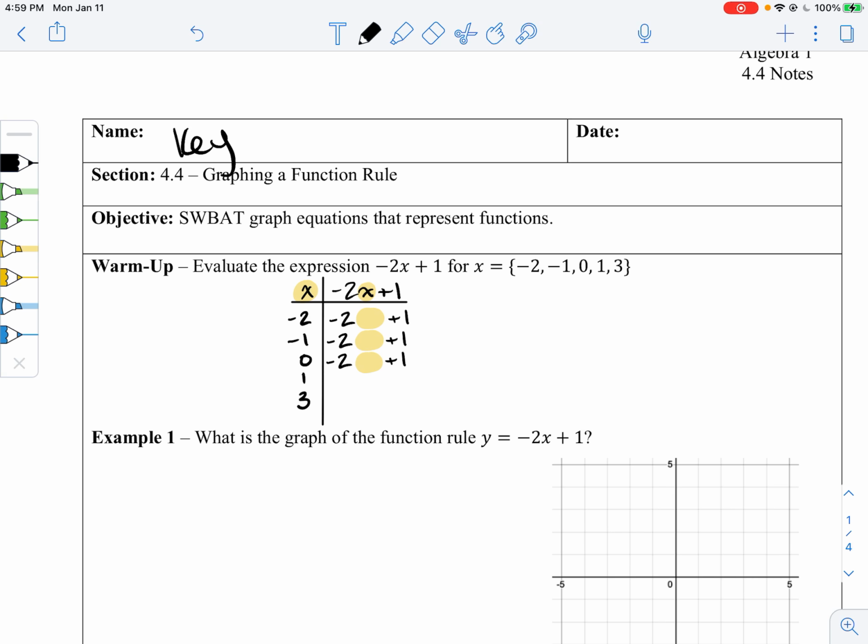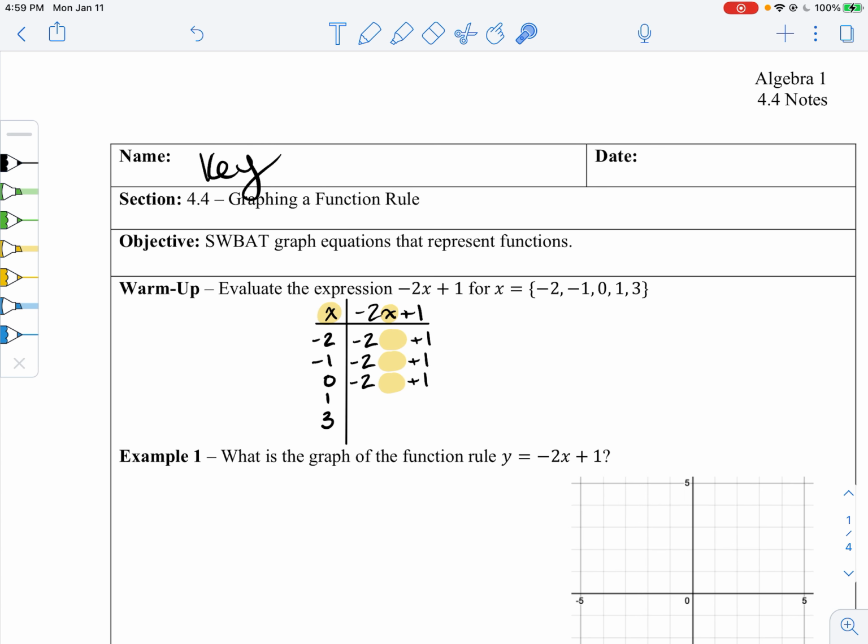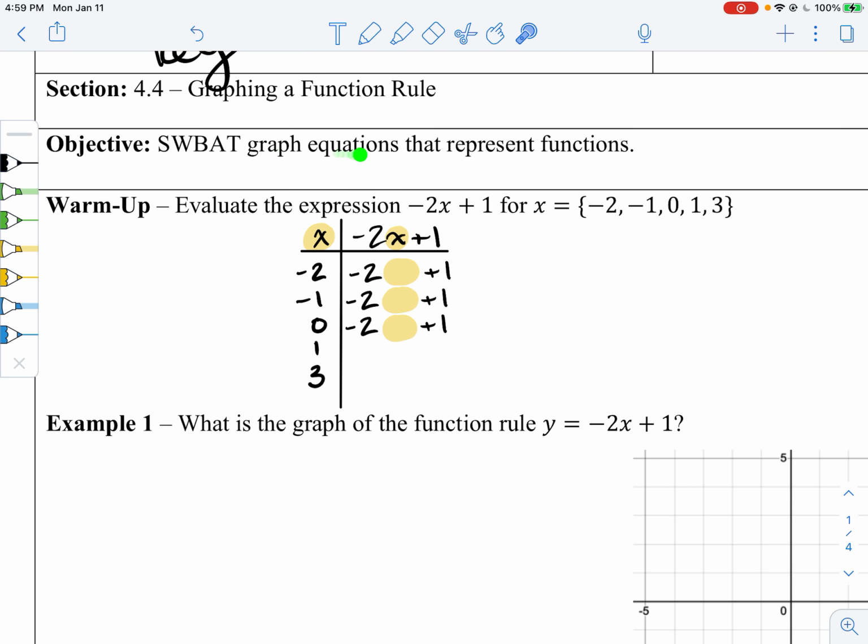Hey guys, welcome to your Chapter 4, Lesson 4, Notes on Graphing a Function Rule. In fact, we'll graph several function rules today. By the end of the day, you will be able to graph any equation that represents a function.